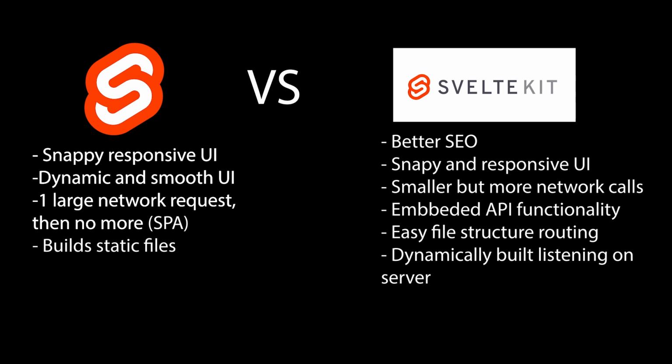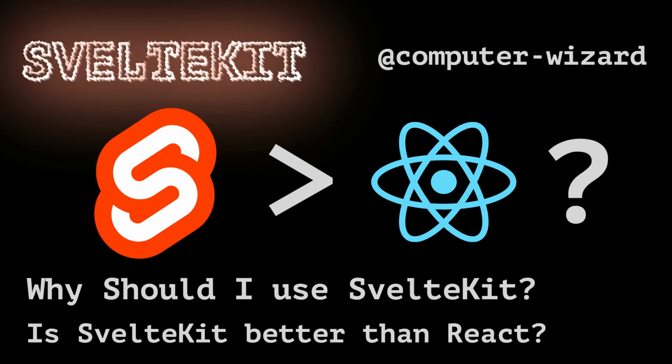Another cool thing is the routing. The routing is the file structure, and it does this in Next also. But it allows for easy routing, no more messing around with things like React Router. Furthermore, it does have to sit on a server and be dynamically listening. It's not static files.